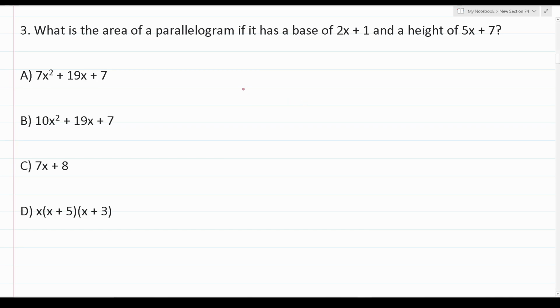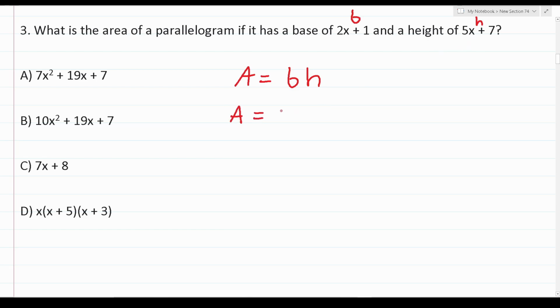And if you look through that reference sheet closely enough, you'll see that on page 5, I have the formula to find the area of a parallelogram. And it's very easy to remember. Area of a parallelogram is simply base times height. And as it happens, we were given both of those things in this problem. We have our base, it's 2x plus 1, and we have our height, it's 5x plus 7. So let's plug those things in accordingly.